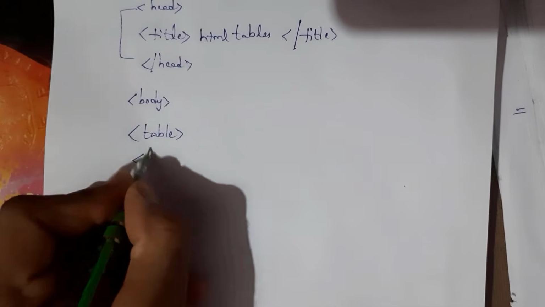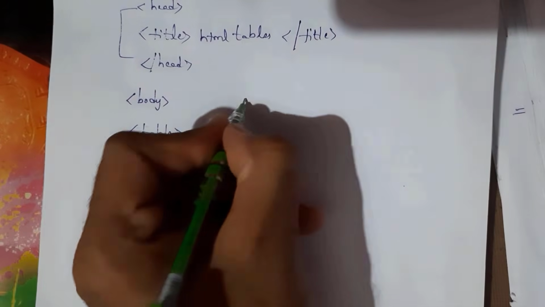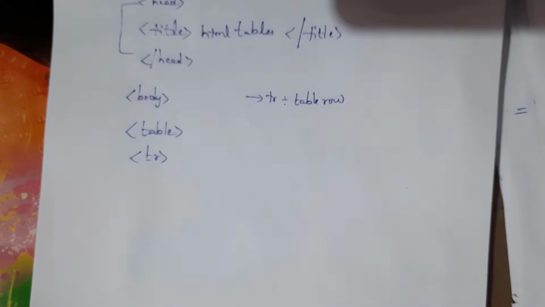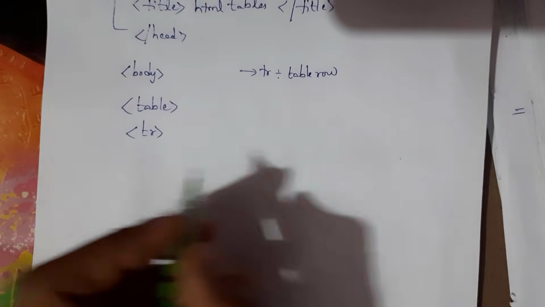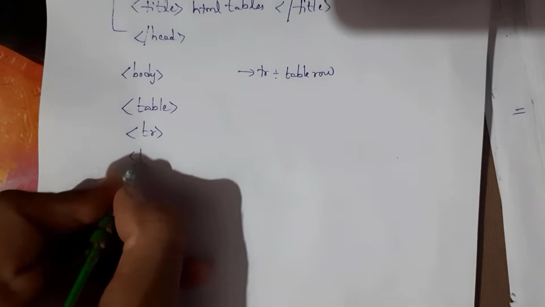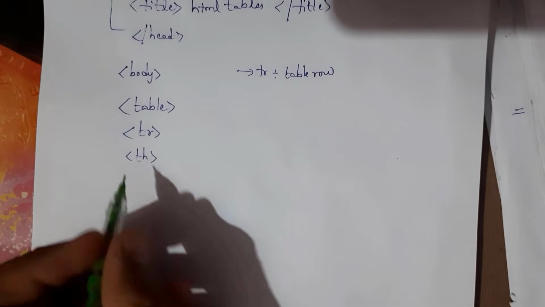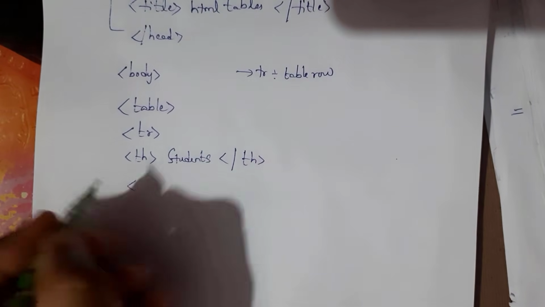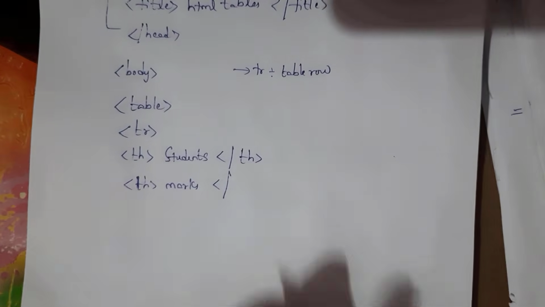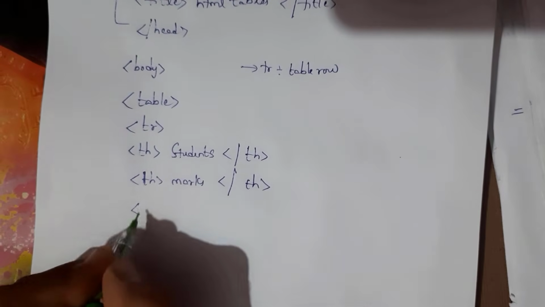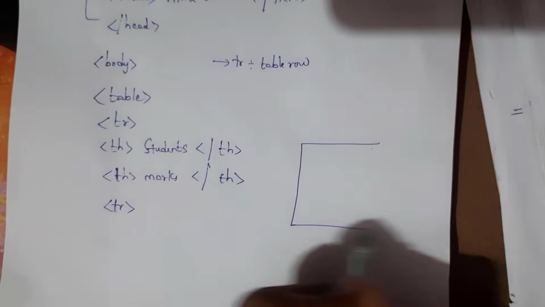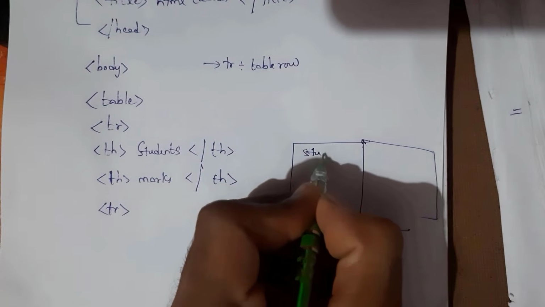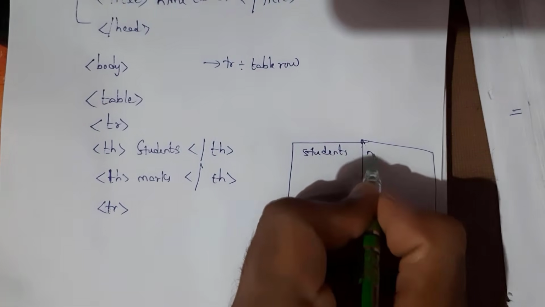Inside the table, there is the table row. TR stands for table row. Insert a table row and write the table heading. I am going to write the table heading as students and close this table heading, and similarly I write another heading that is marks. And I close this table heading, and similarly I close the table row. So by writing this, the output looks like this. There are two headings. The first one is students and the next one is marks.